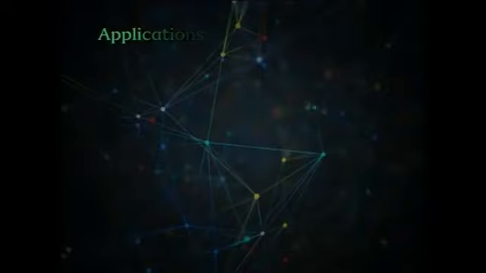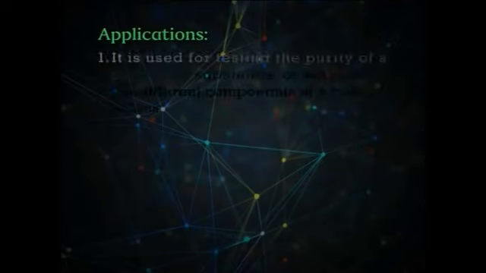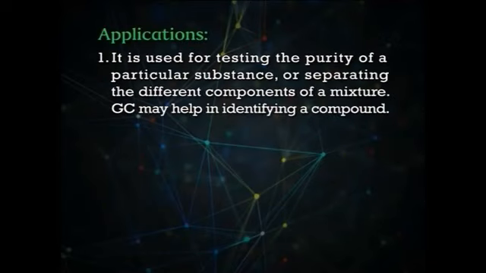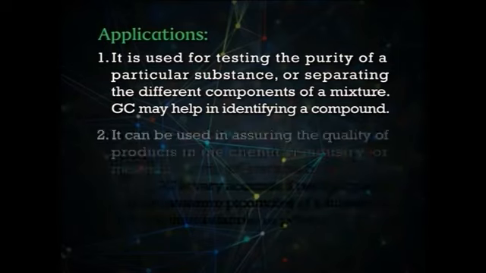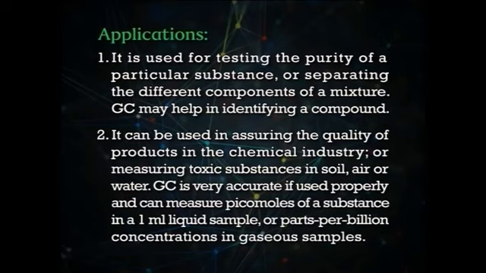Now coming to applications. First, it is used for testing the purity of a particular substance or separating the different components of a mixture. GC may help in identifying a compound. Second, it can be used in assuring the quality of a product in the chemical industry, or measuring the toxic substances in soil, air or water.